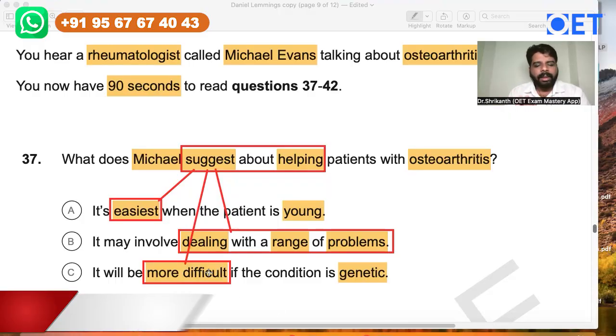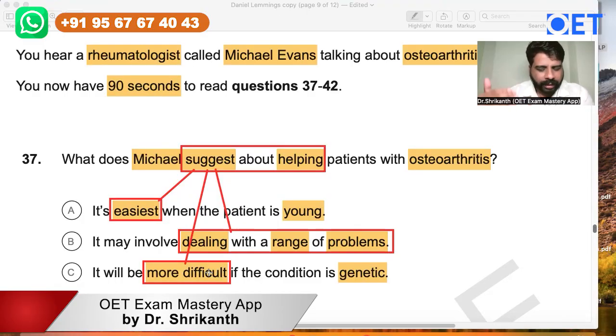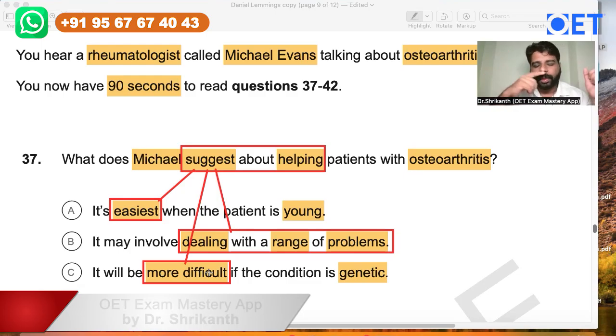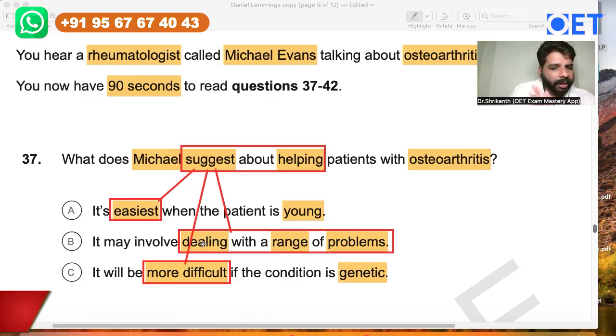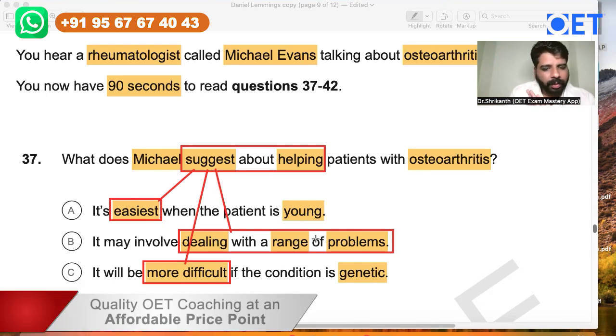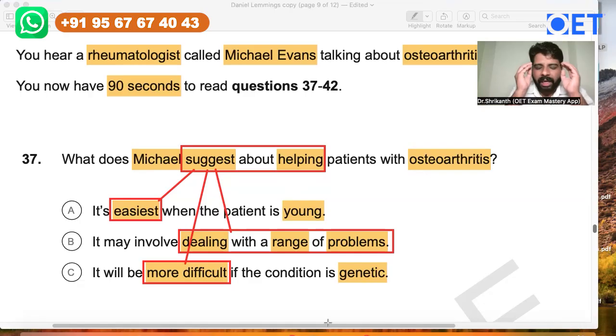Anyway, when you get the 90 seconds, and you are about to listen to the audio, you should have this clarity before the audio is playing. My duty is to find the suggestion about helping patients with osteoarthritis. Suggestion number one is that it is easiest when the patient is young. Suggestion number two, helping involves dealing with a range of problems. And option number three, helping is more difficult if the condition is genetic. That clarity you should have in your mind.